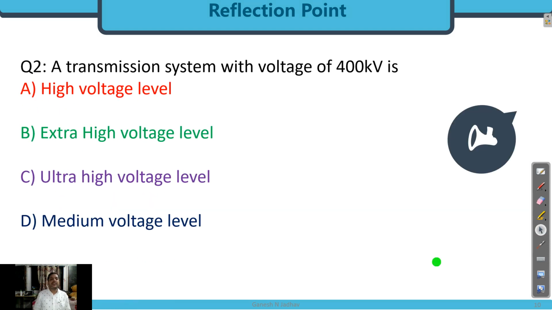This is the second question for you. A transmission system with the voltage of 400 kV is: high voltage level, extra high voltage level, ultra high voltage level, medium voltage level. Pause the video for some duration and answer this question.